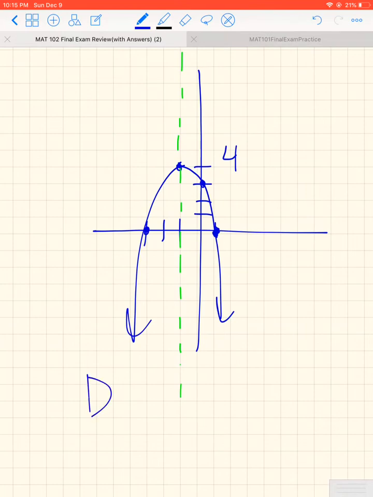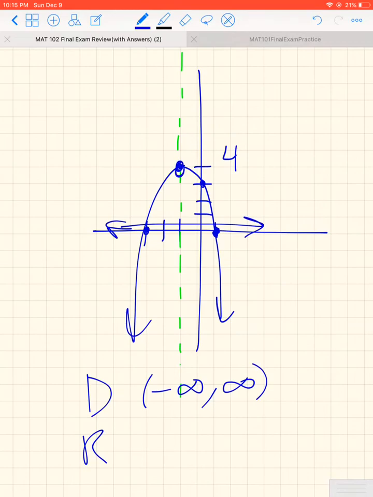They also asked us for the domain. The domain of any polynomial or any quadratic is always -infinity to +infinity. This graph extends infinitely far to the left and infinitely far to the right on the x-axis. For the range, because it opens down, there will be a maximum height. It's going to extend all the way down towards -infinity, but it's going to reach a maximum height given by the y value of the vertex, which was at 4. So we have a domain of all real numbers and a range of -infinity to 4.